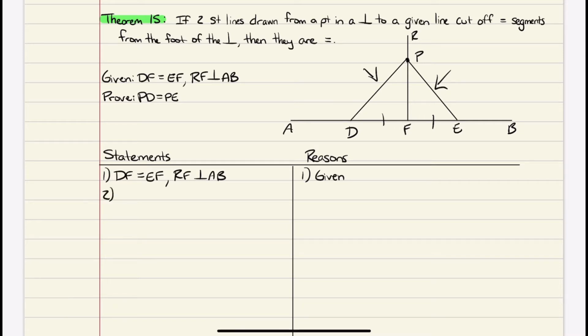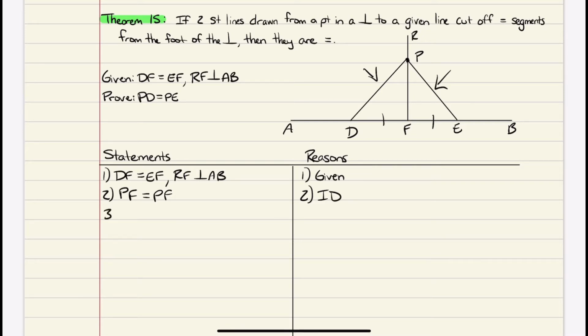Number two, our second statement is going to be that PF equals PF. I believe most of us are going to understand why we're able to say that. It's the same exact line. With that second statement, you can probably see where we're heading. We have two smaller triangles on both sides of this perpendicular line, and we probably are going to try to prove that this triangle is congruent to that triangle. Because they both share the same side, it equals itself, so we can say that PF equals PF because of the identity property.